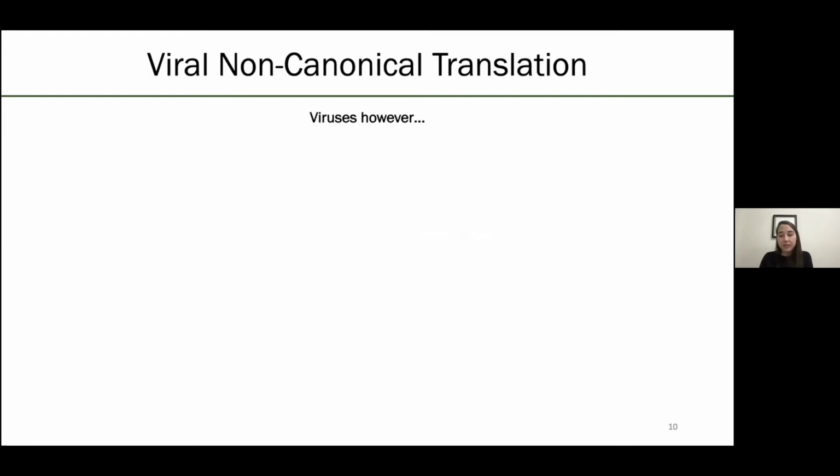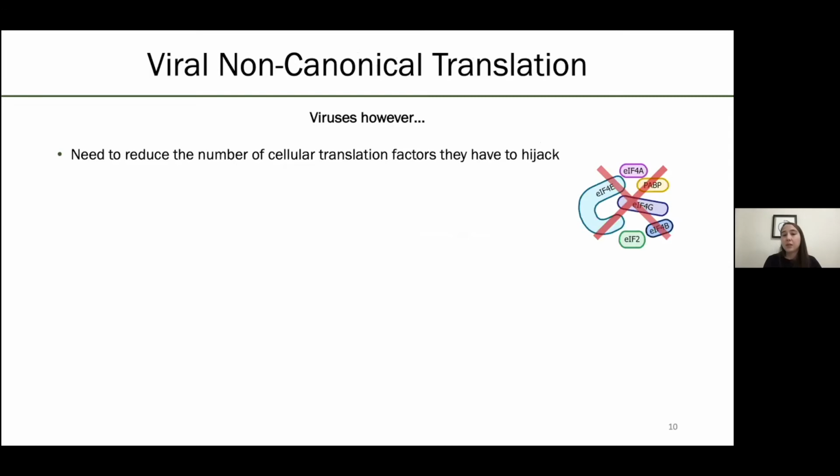Viruses, on the other hand, have evolved, let's say, alternative mechanisms to that translation. Some viruses, not all of them, do this because they need to reduce the number of cellular translation factors they need to hijack. Remember I told you viruses basically depend entirely on the host and its machinery to complete their replication cycle. So the less amount of things they need to sequester, the more effective they would be.